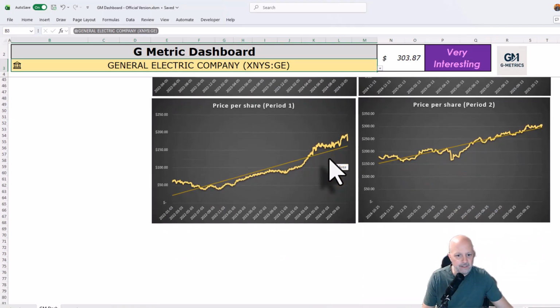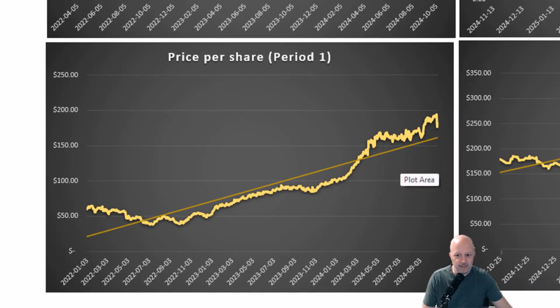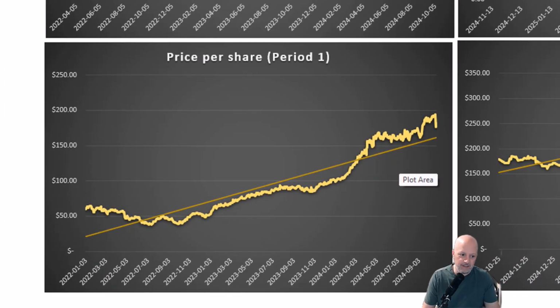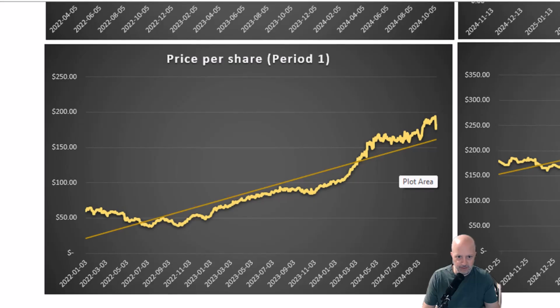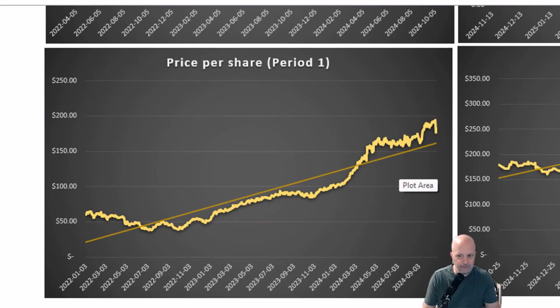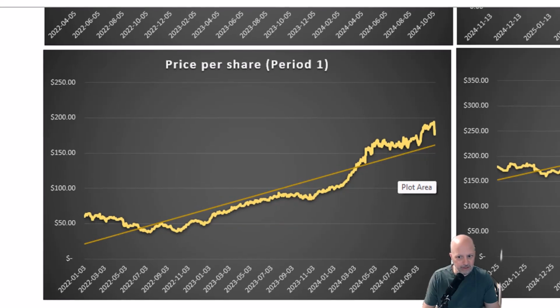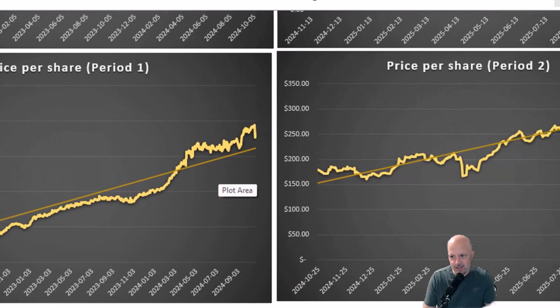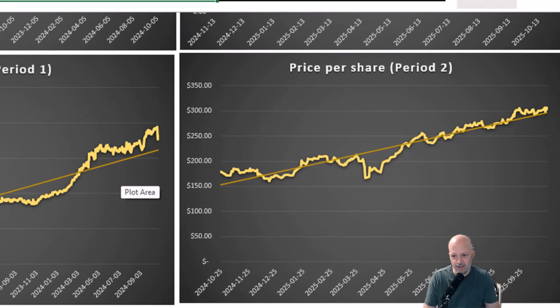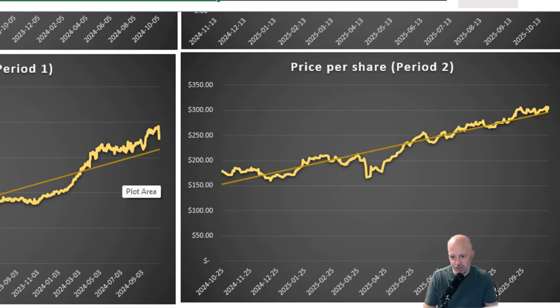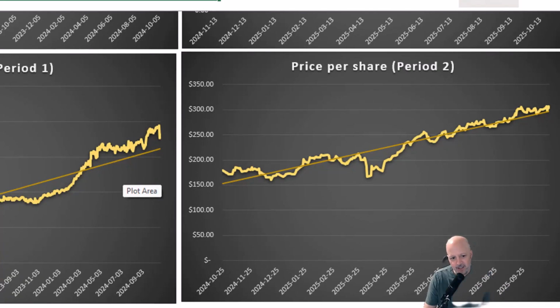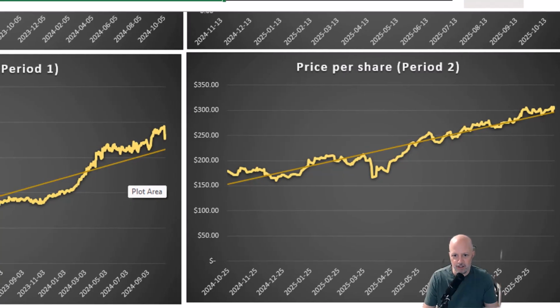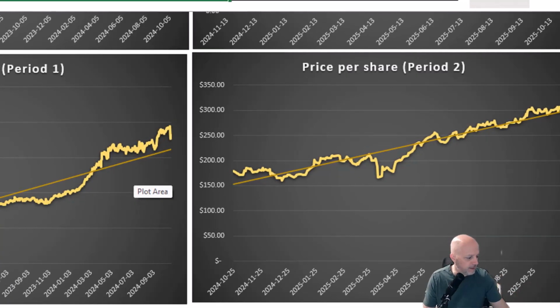Scrolling down now, we have the ever important price per share right here. We can see over period 1, there's a nice little trend for GE going from just over 50 to almost 200. Looks like it stopped at 175 in this particular period. And if we look at the most recent period, it's a very steady upward climb for GE. It has been a well-performing stock, and that's kind of why I chose it for my first video, to just highlight one of the stocks that have performed really well for me over the last little while.